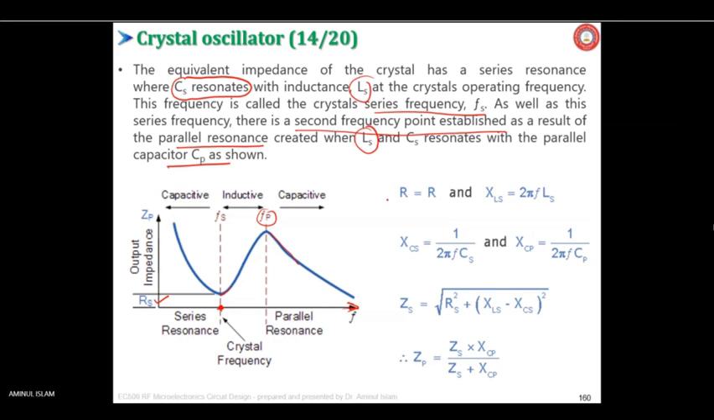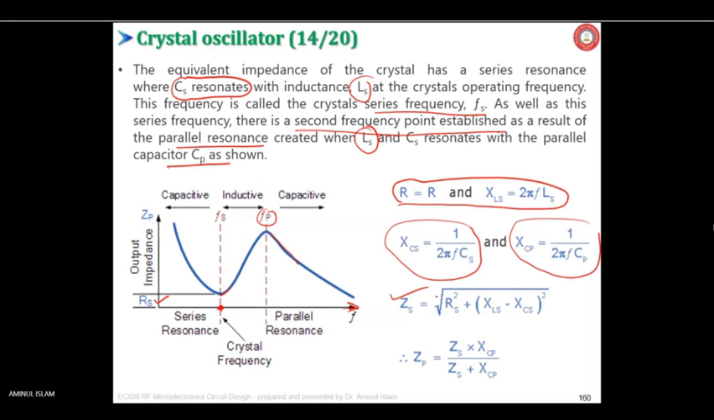Now, these equations are very well known to you. R equals RS, XLS equals 2 pi FLS, XCS equals 1 upon 2 pi FCS, and XCP equals 1 upon 2 pi FCP. These are all known to you or not? These are fundamental equations related to R, L, and C. Yes? RLC circuit.